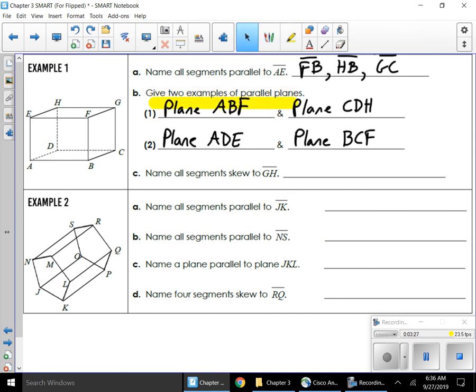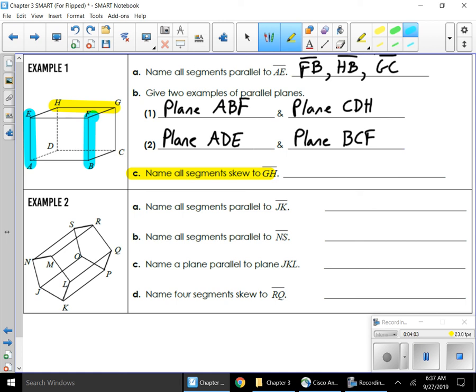Last part for example 1, name all segments skew to GH. So GH is a segment there, the back of this figure. Remember, a skew line is one that's not on the same plane, but still never intersects. So if I start looking at lines that don't intersect, well, EA won't intersect HG. FB won't intersect HG. And note, you can't connect those 4 in a plane with HG.